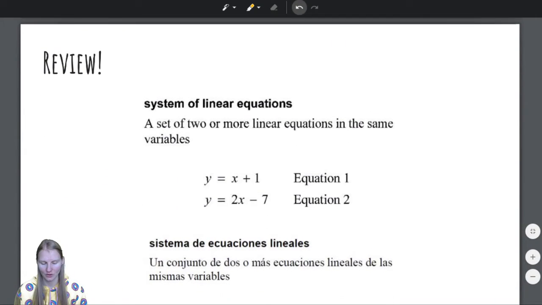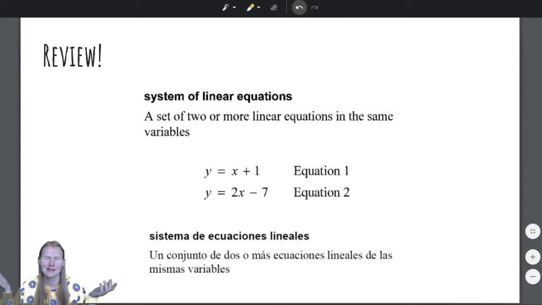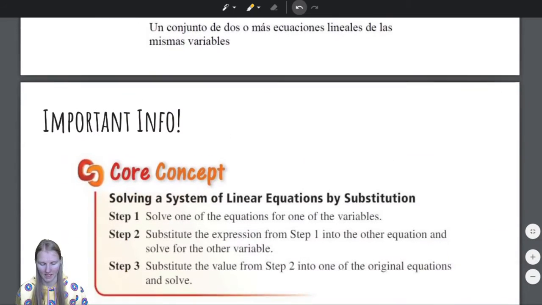All right, let's review what is a system of linear equations. What is this thing that we're trying to solve with substitution? Well, a system of linear equations, you may remember from our last two videos, is a set of two or more. For us, it's just going to be two linear equations in the same variables. So x and y and x and y.